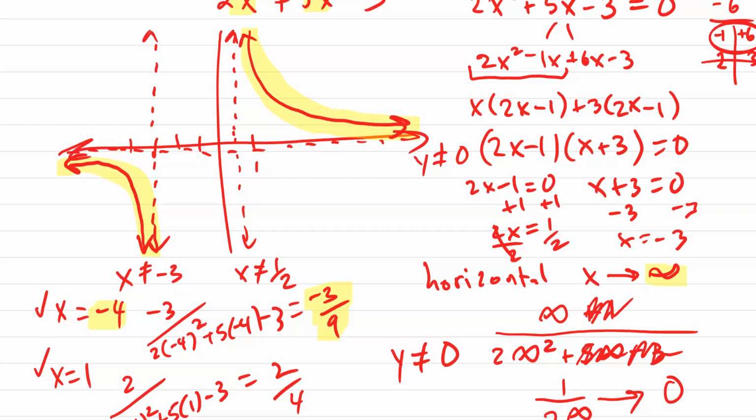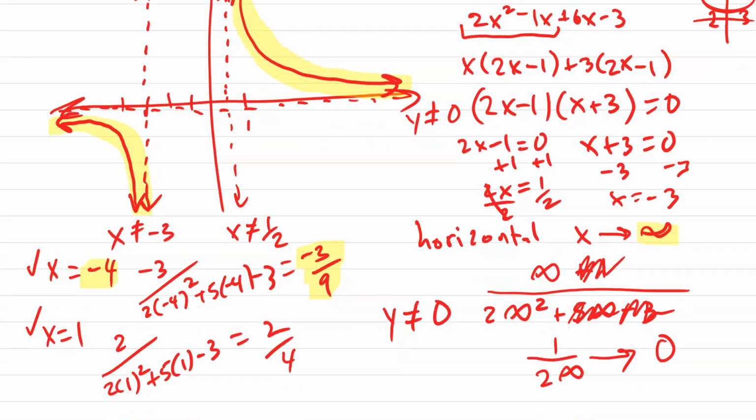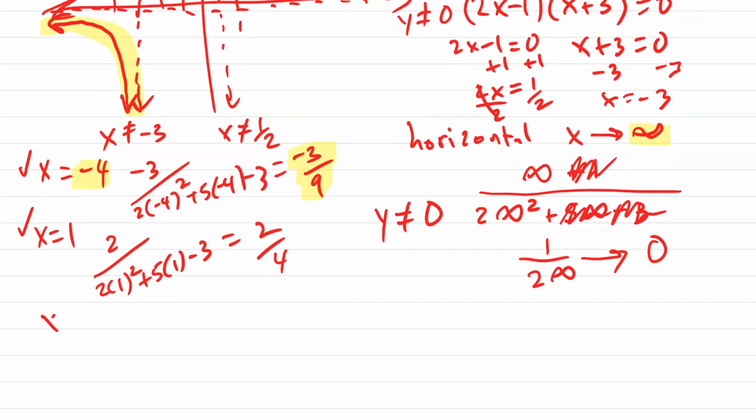Now, I've done enough of these to know that what's going to happen in the middle is this little S shape. But if you haven't, then you're going to have to check those numbers in the middle. So when I get these two, I know the middle is going to do that little S shape. So I need to check negative 2.